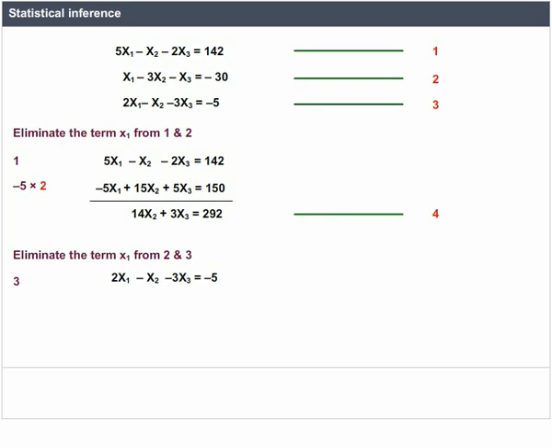Again eliminate the term x1 from equations 2 and 3. Equation 3 implies 2x1 minus x2 minus 3x3 equal to minus 5. Equation 2 times minus 2 implies minus 2x1 plus 6x2 plus 2x3 equal to 60. After eliminating the term x1, we get 5x2 minus x3 equal to 55, which is called equation number 5.